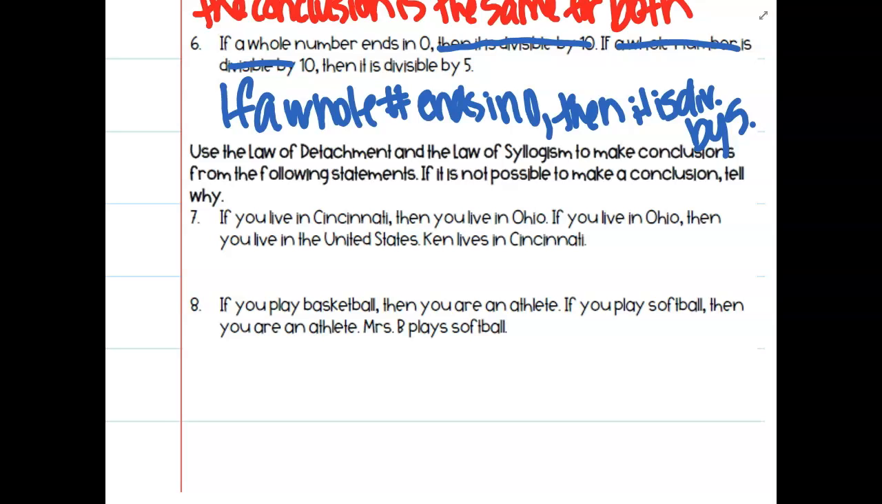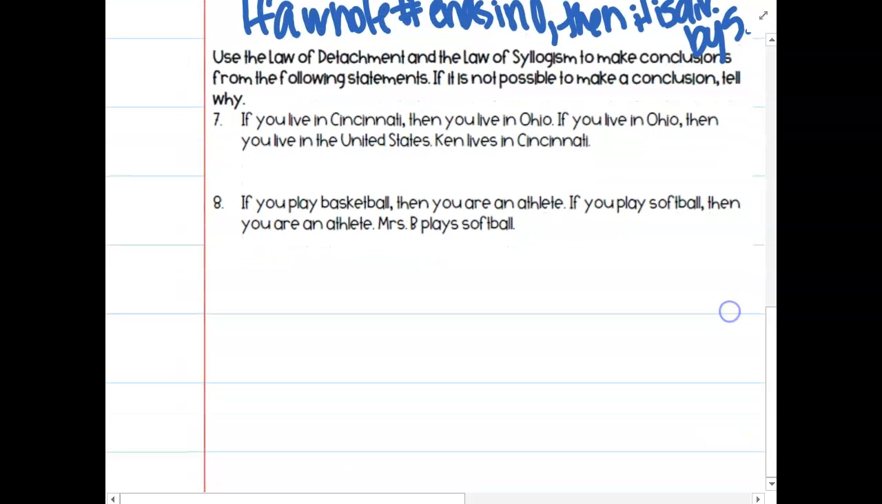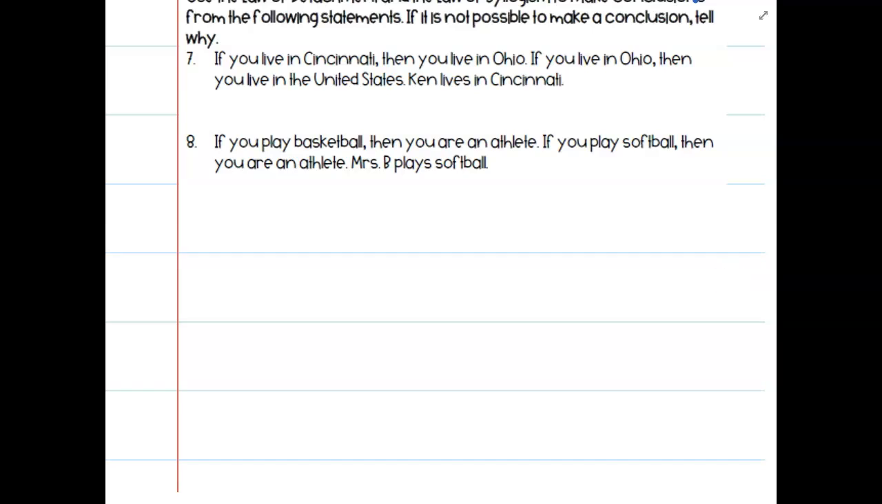Okay, now for the last one, we're going to use both of them together. So if we can, we're going to use the law of detachment and the law of syllogism to make conclusions. If it's not possible to make any conclusion whatsoever, we'll have to explain why. So number 7 says, if you live in Cincinnati, then you live in Ohio. If you live in Ohio, then you live in the United States. Ken lives in Cincinnati. Now that last sentence is my given. We'll come back to that.